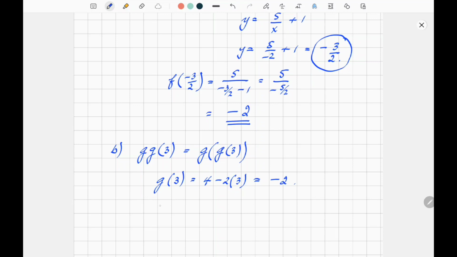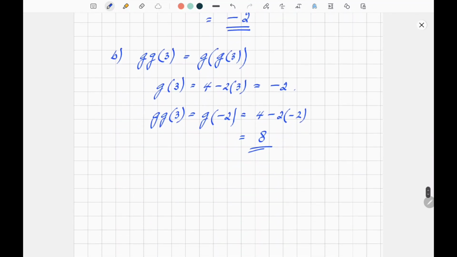And then we put that result in. So just keeping our notation clean, g of g of 3 is the same as g of minus 2. So that is going to be 4 minus 2 times minus 2. Minus 2 times minus 2 plus 4. So the whole thing is 8. Is that okay?